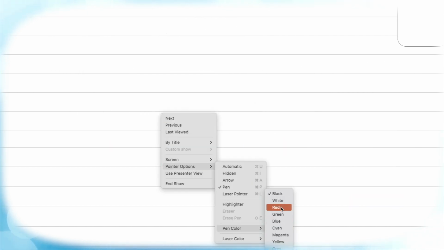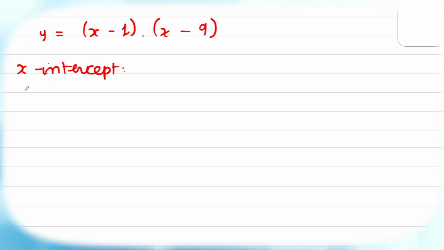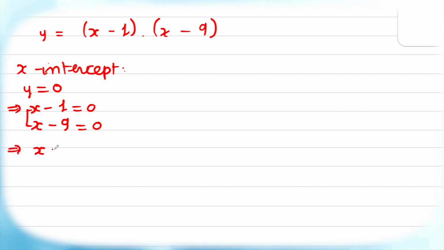Okay, one more example. I give you the example y equals x minus 1 multiplied by x minus 9. The first step is to figure out the x-intercept. For the x-intercept, let's put y equal to 0. It means x minus 1 equals 0 or x minus 9 equals 0. Then you got x equals 1 and x equals 9. The first step, the x-intercept, is finished.